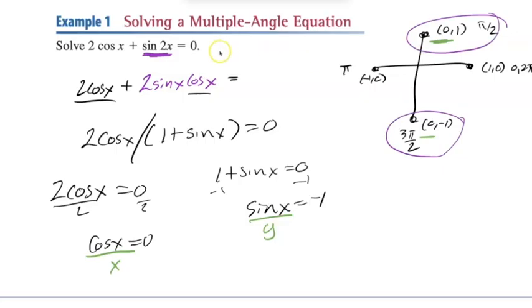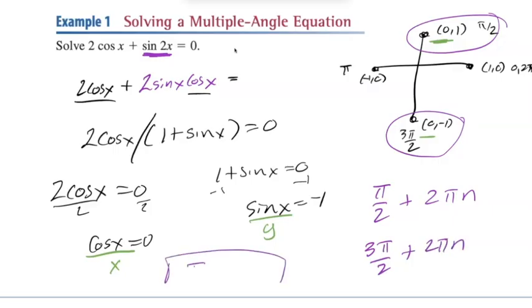Now, it didn't give us a domain. That means we're going to use the general answer. We're going to go pi over 2 plus 2 pi n. We can also go 3 pi over 2 plus 2 pi n. Remember, if you want a shortcut, you actually only need the top one. Pi over 2 plus pi n will get you all the answers because it's just going to go around and around again. But that's how you solve using a multiple angle equation. You say sine 2x, you switch it out, then you solve it like normal.